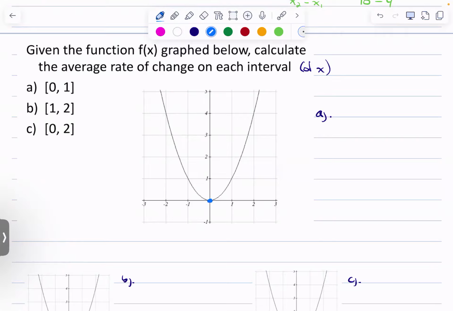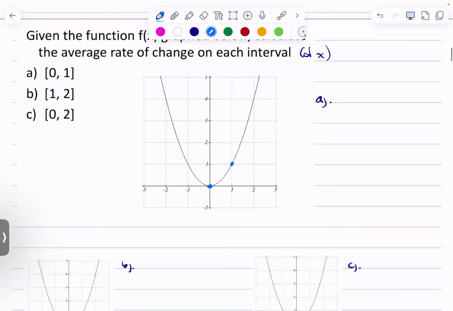I know that when x is 0, looks like y is 0. And I also know that when x is 1, I see that y is 1. So the points that I have are 0, 0, and 1, 1. So the average rate of change, I wish there was some better shorthand for that, is y2 minus y1 over x2 minus x1.